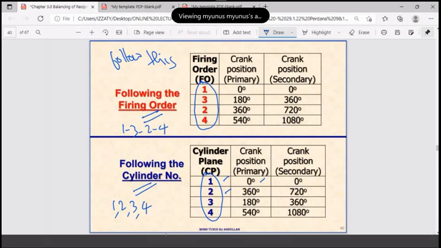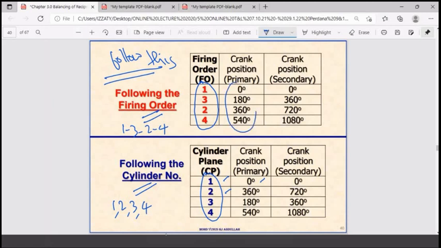So I would like to advise you to follow this one, because the crank position is always referred to firing order. The crank position will not refer to cylinder number. Remember that. So follow this one. I'm not saying the other is not correct. It is also correct, but the positions will be jumbled up here and there. And if you have 16 cylinders, for example, it will get more messy.